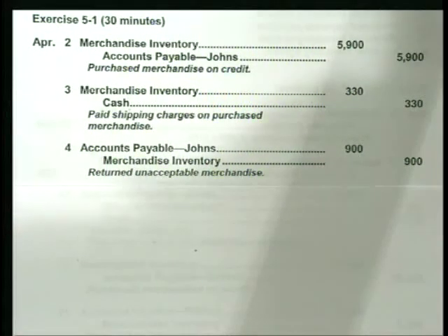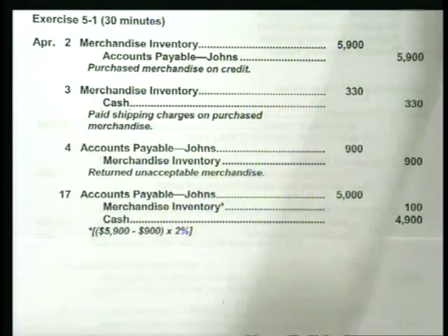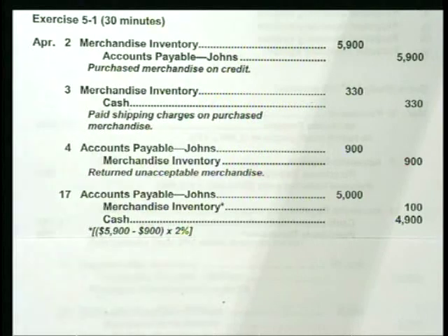So, we didn't have to pay them the full $5,000, did we? We only had to pay them 98% of $5,000, which is $4,900. The entire AP of $5,000 goes away. We don't owe them any more. And the merchandise inventory, we credit it for 100 so that it will be reflected for the true amount of cost. Okay? As long as they're both credited, it doesn't matter if you list merchandise inventory first or cash first. Okay?